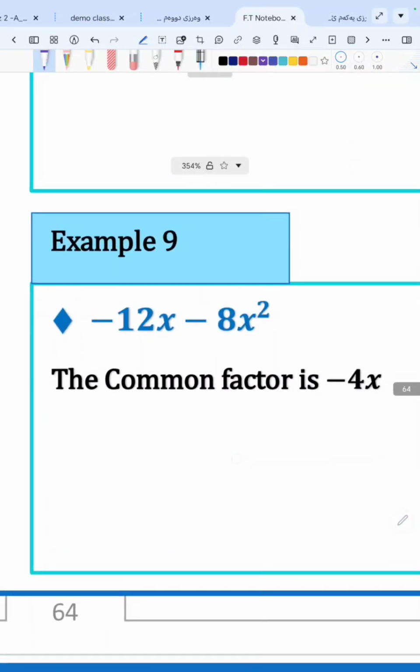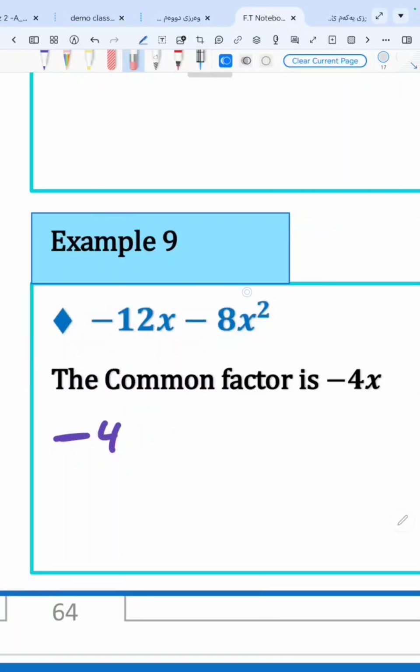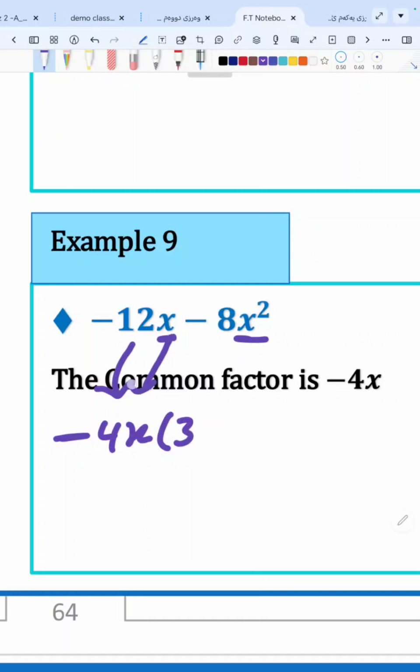Okay, sometimes you have a common sign too. For example, negative 12x minus 8x power 2. Okay, so here we have a common sign. Between 12 and 8, I have 4. Then between x and x power 2, I have x. Negative divided by negative will be positive. 12 divided by 4 is equal to 3. X divided by x is x power 0, so it's equal to 1. 8 divided by 4, negative divided by negative, will be positive.